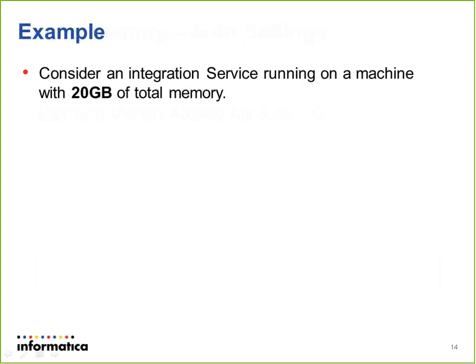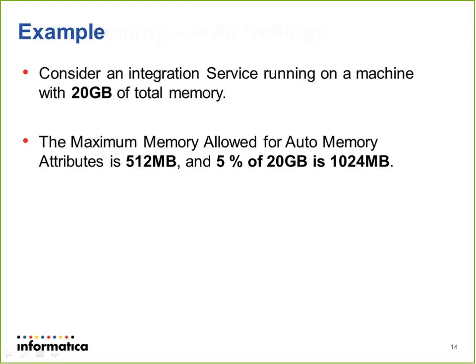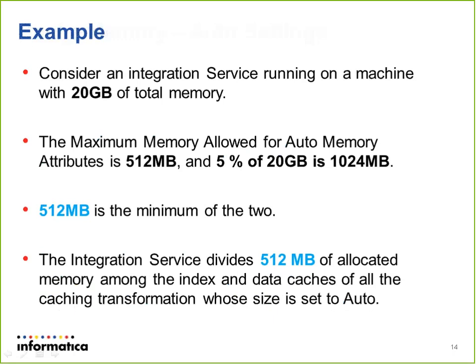Consider an integration service running on a machine with 20 GB of total memory. Then the maximum memory allowed for auto memory attributes is 512 MB and 5% of 20 GB is 1024 MB. 512 MB is the minimum of the two. The integration service divides the 512 MB of allocated memory among the index and data cache of all the caching transformations. If any of the maximum memory attributes is set to zero, auto calculations are disabled.